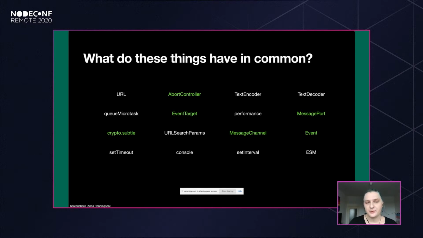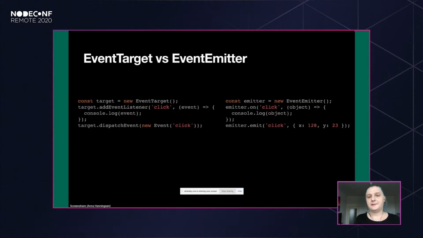And one thing that I want to look at in particular here is EventTarget, because it's kind of a fundamental building block of web APIs. So for example, AbortController and MessagePort are EventTarget instances. They use that API to build on and extend it. So yeah, why did Node not have that in the first place? Let's look at how the two of them differ.